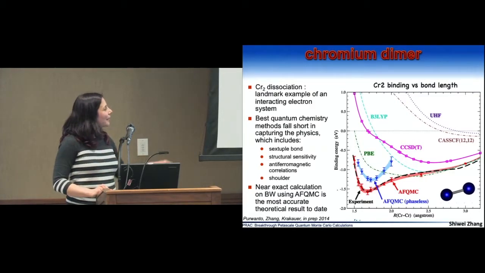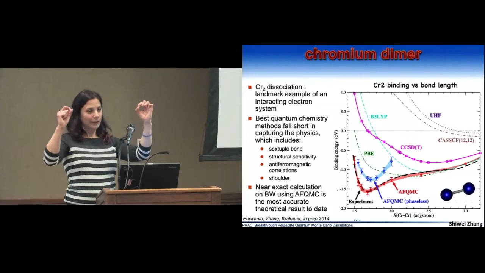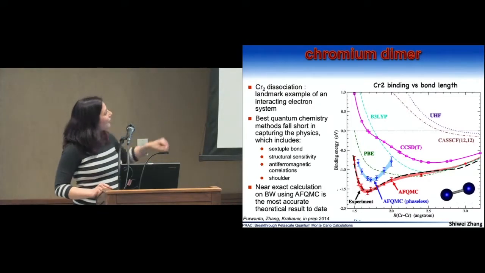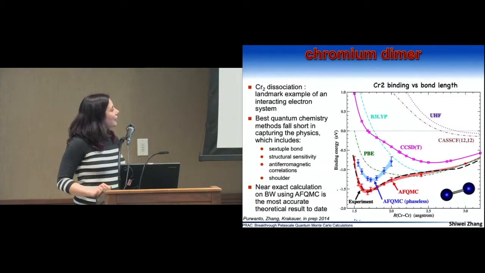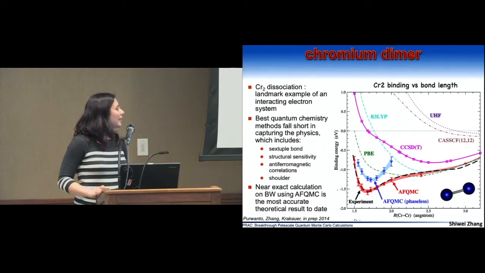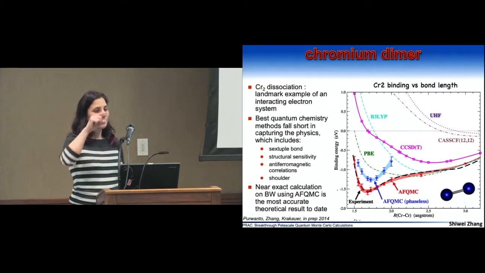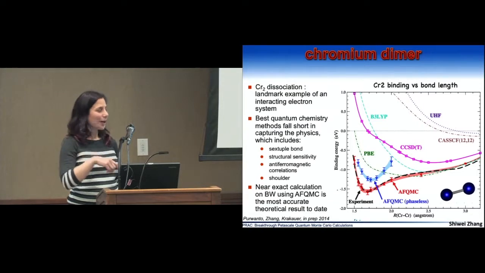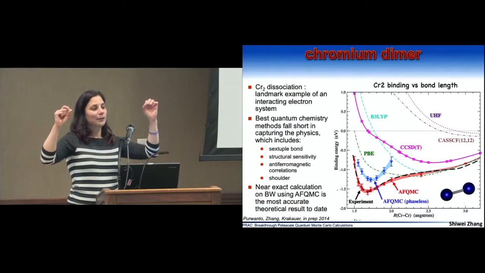And so what I'm showing here are the experimental variation of the energy versus the nuclear separation, and several different techniques. Coupled cluster, usually considered to be a benchmark approach, you see, isn't able to capture the physics quite right. Quantum Monte Carlo techniques, particularly a technique that Shiwei is developing, auxiliary field QMC, is doing a pretty good job of finally capturing all of the interactions properly as we dissociate that chromium dimer.